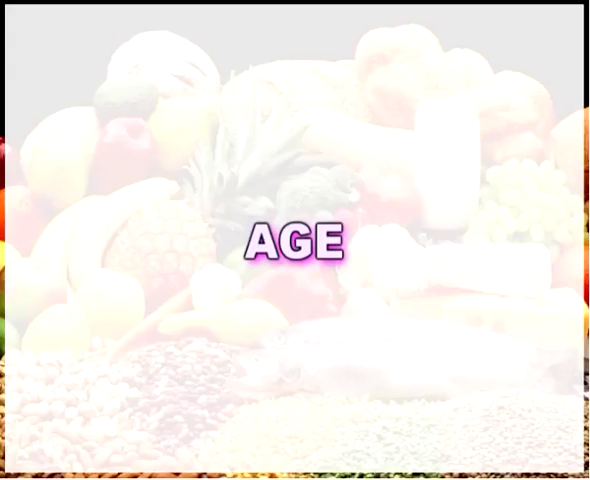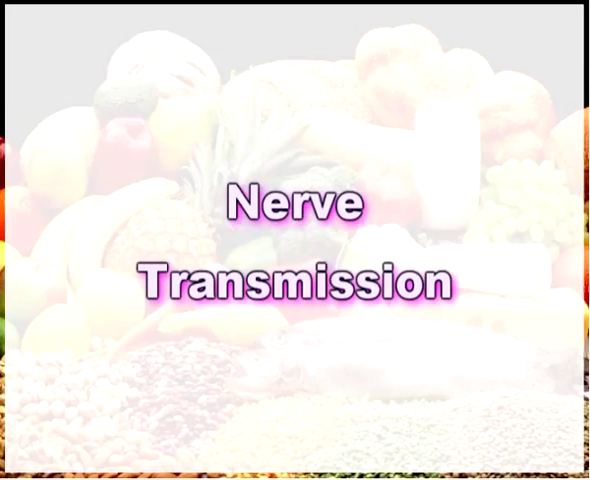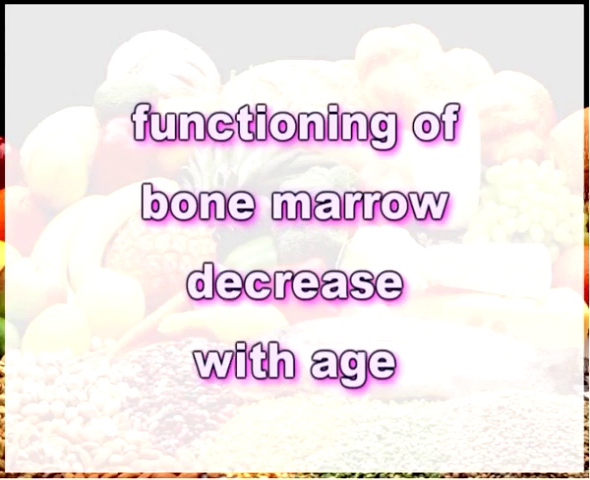Now, we will discuss the age factor. The patient characteristic which has the most bearing on drug interaction is age. Elderly patients are likely to have many health problems and thus take several prescription and over-the-counter drugs. Liver metabolism, kidney function, nerve transmission and functioning of the bone marrow decrease with age.